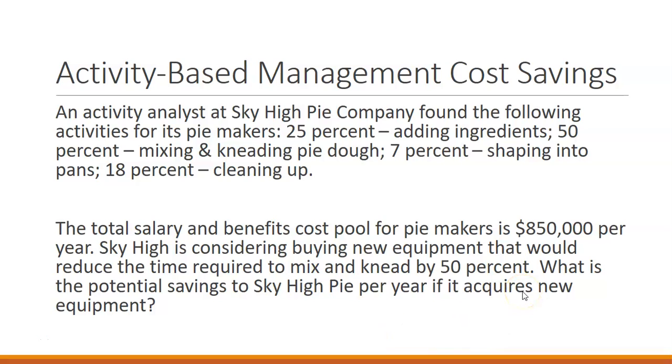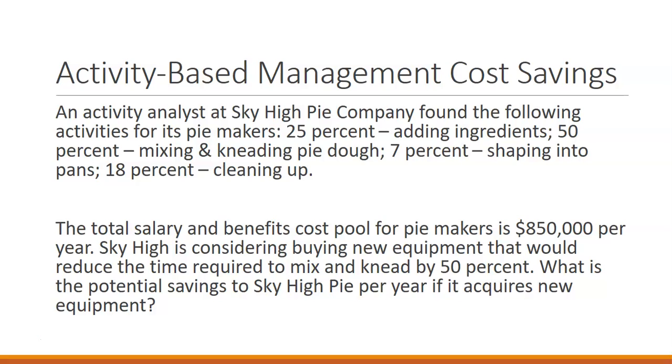This is another activity-based management cost savings analysis. So we've got a pie company that has the following activities for its pie makers. They have adding ingredients, mixing and kneading pie dough, shaping pie dough into pans, and cleaning up. The total salary and benefits cost pool for pie makers is $850,000 per year.